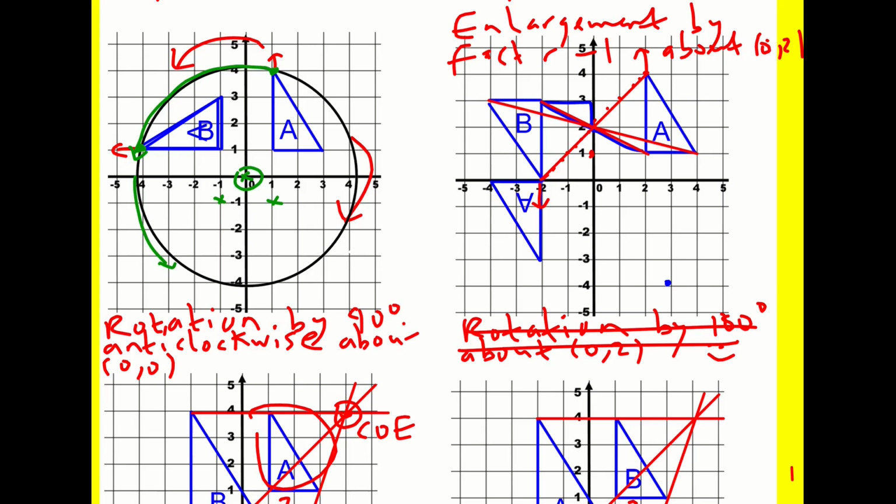When you do a rotation by 180 degrees about a point, it is equivalent to doing an enlargement by factor -1 about the same point.